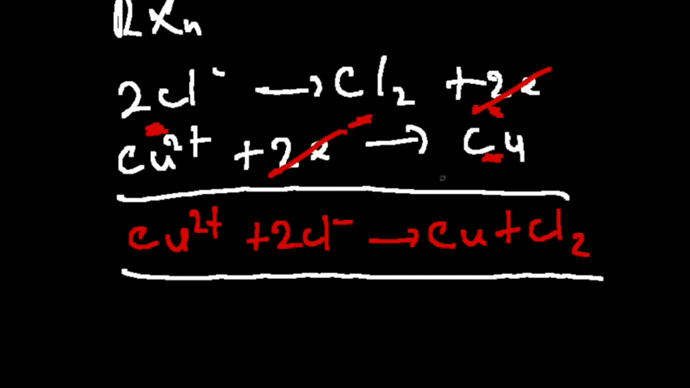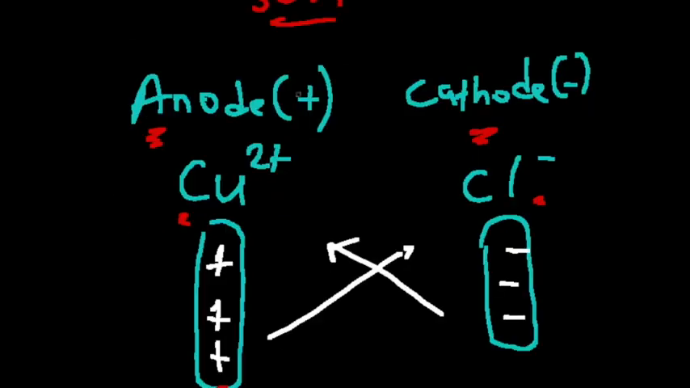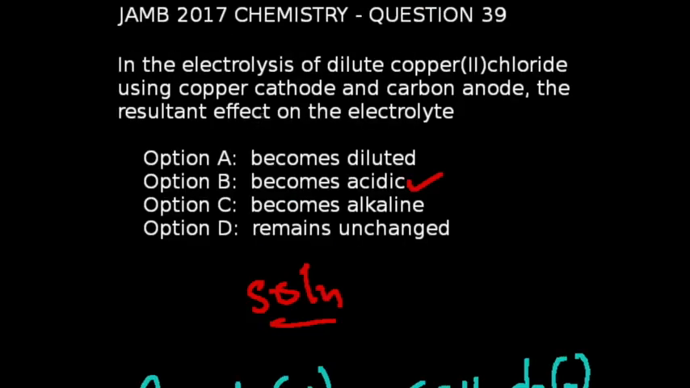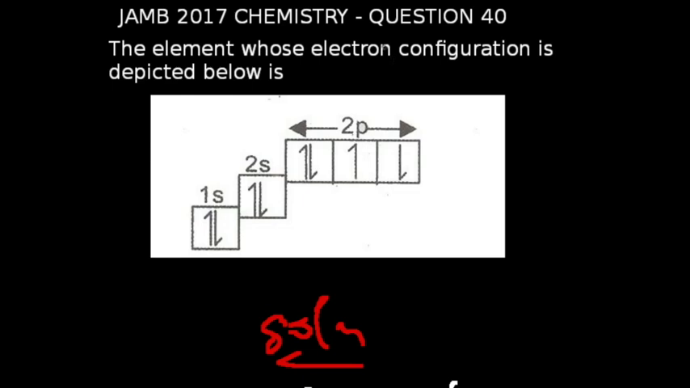And because of the affinity chlorine has for copper, being a metal, the overall reaction is still going to give us copper 2 chloride as a product. And all of these reactions, when a copper cathode and a carbon anode are used, is going to be acidic. Question 40 of the JAMB 2017 chemistry exams.